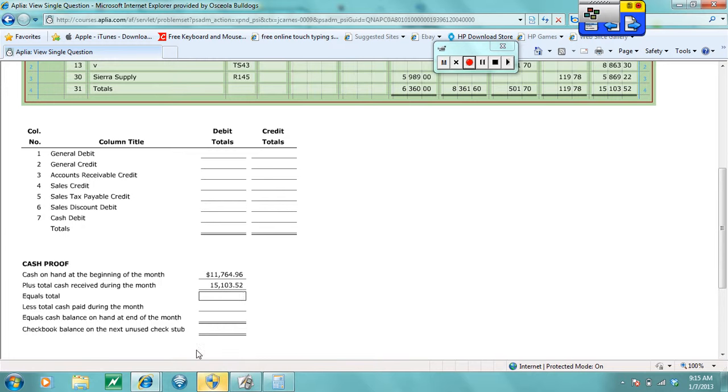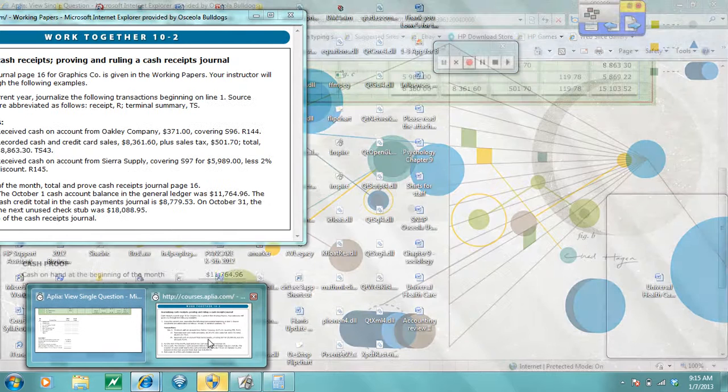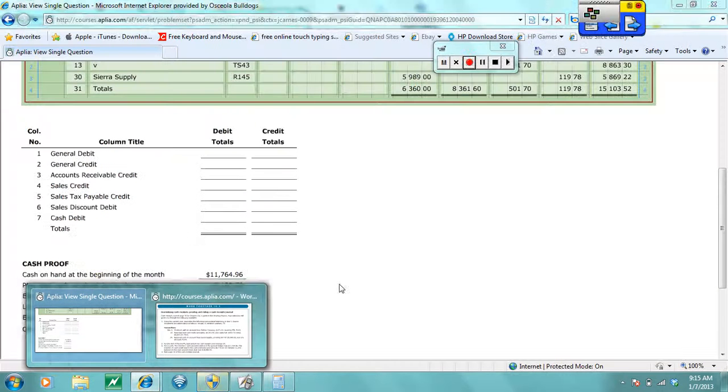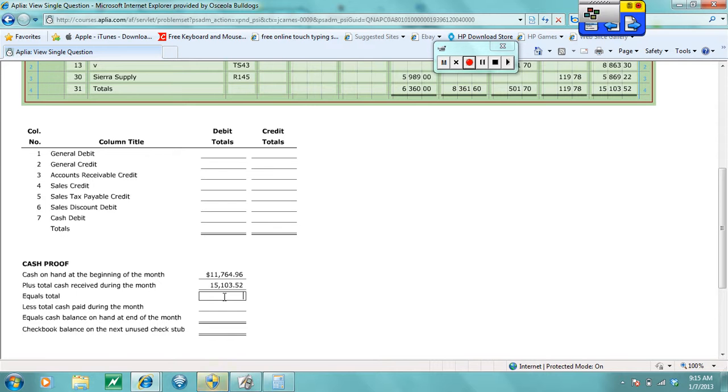See, I should have copied and pasted, I'd have been faster. So what are you doing? Plus, so you're adding, and you get $26,868.48. Less the total paid during the month.